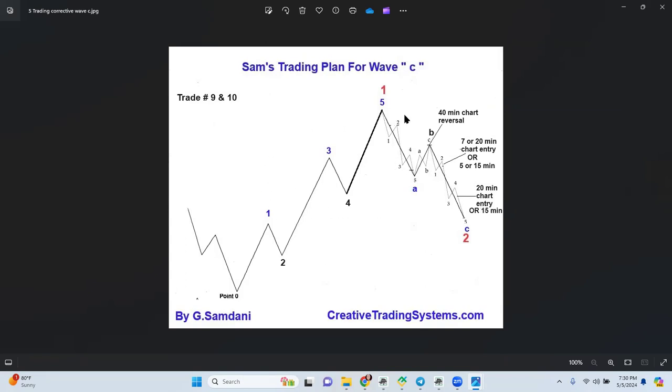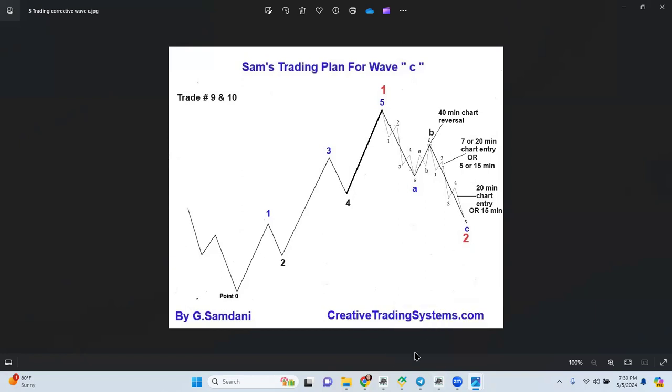So this is the plan, and this is each and every diagram of these. I made a detailed video about how far wave 1 goes, and then how much the retracement is, and then wave 3, and then wave 4, and how you get in, and what strategy you use. I use my strategy, of course, right?